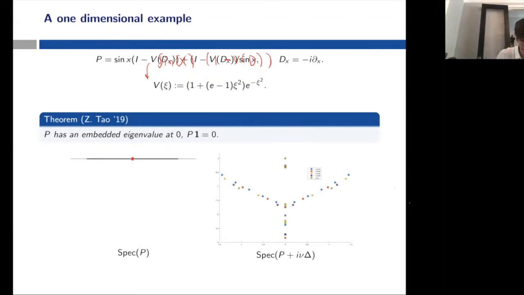I used to have this line here in orange, and this was a black X, right? So you really do have this situation where you have an eigenvalue inside the continuous spectrum, and that's what I've drawn here. And on the right, I've put the eigenvalues of P plus i nu Laplacian for several values of nu, where blue is the smallest nu and green is the biggest nu.